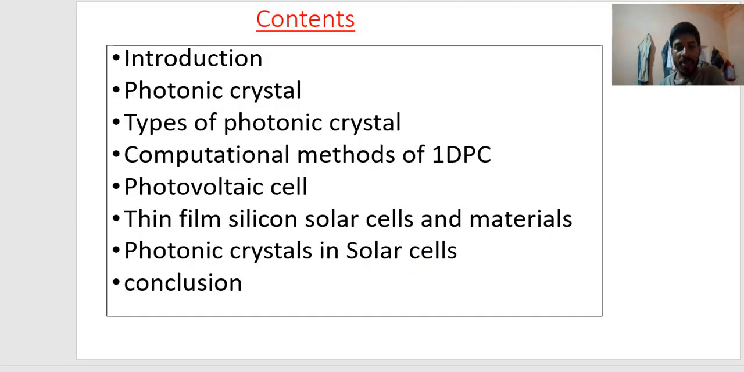Firstly, we have these contents. We will learn about the photonic crystal, then its types, and how it is formed, what is the method to form a photonic crystal. Then we will proceed to the photovoltaic cell, thin film solar cells, silicon solar cells and materials, and then how we use photonic crystals in solar cells. And then we will go to the conclusion.